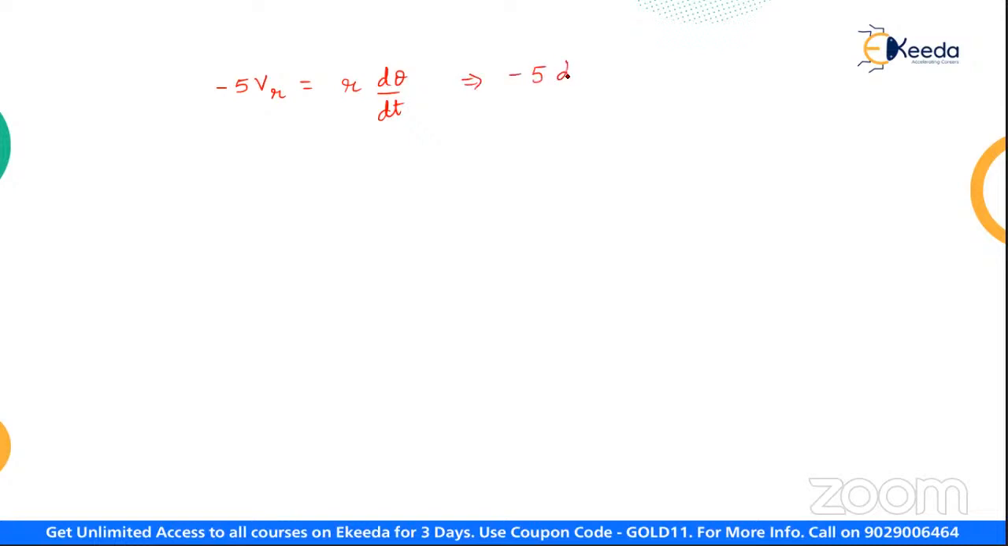Now this VR can be written as dr by dt, and this will be R into d theta by dt. Now by rearranging the terms, we will get this value as dr by r, and this will be d theta divided by 5 with a negative sign.